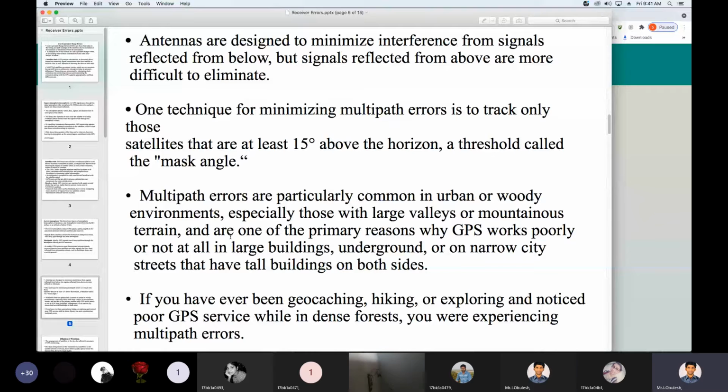If you have ever been geocaching, hiking, or exploring and noticed poor GPS service while in dense forest, you are experiencing multipath errors.